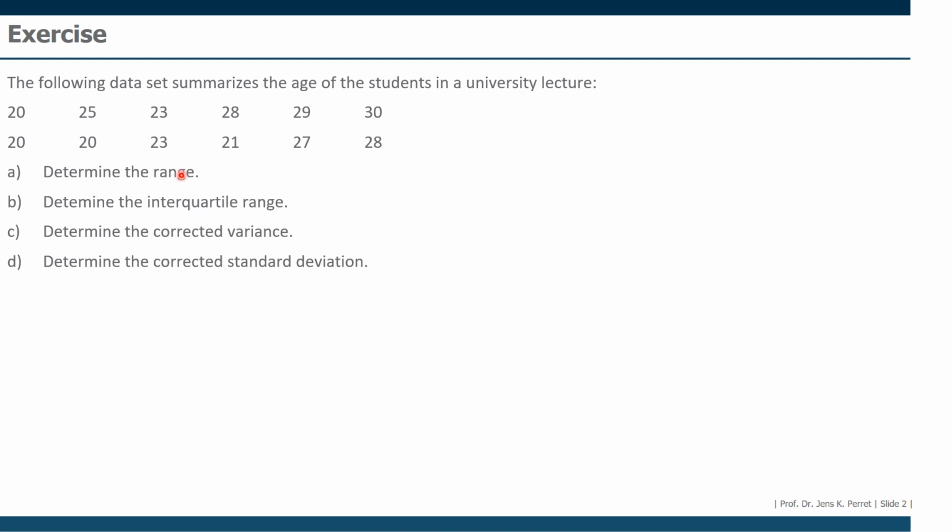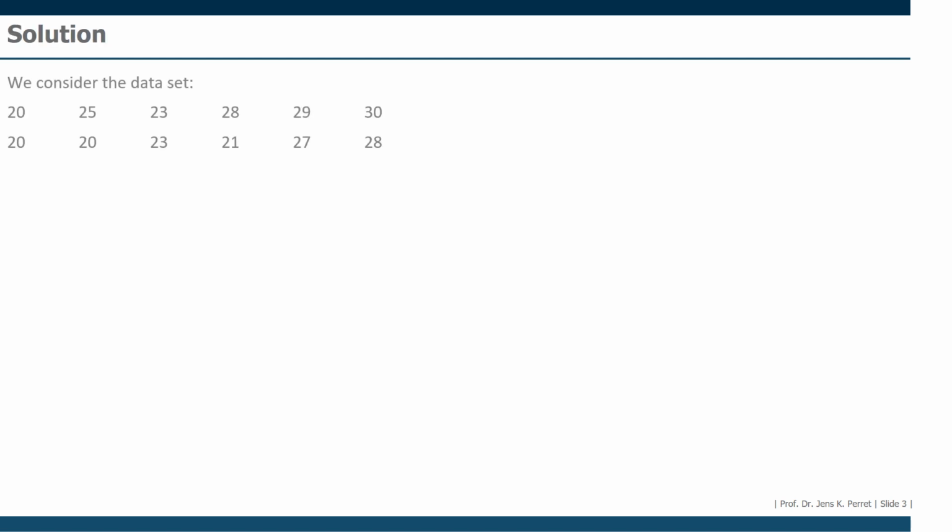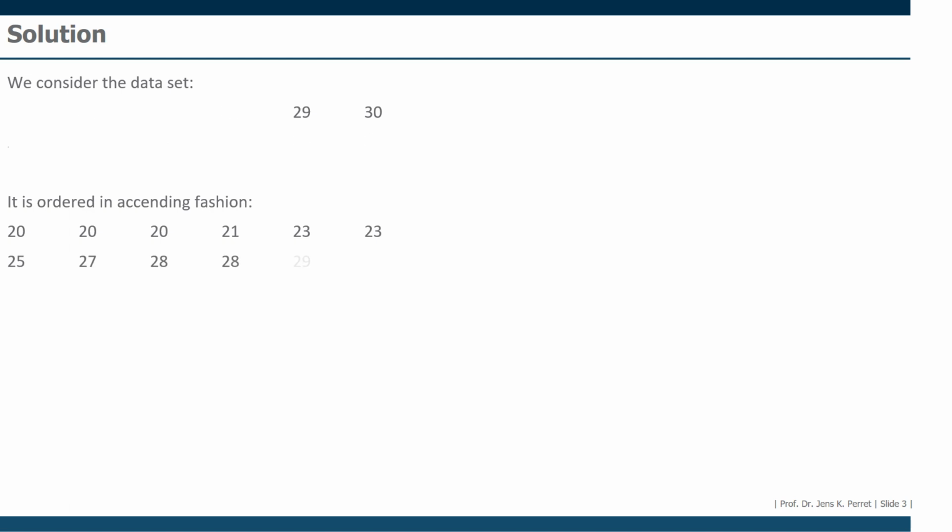To make parts A and B a bit easier, I'm going to start with reordering this data set. I'm going to copy this, then order it in an ascending fashion, meaning I start with the smallest values, always increasing. So I have a data set arranged from smallest to largest value by the end. This is something I need to easily do parts A and B, the range and the interquartile range.